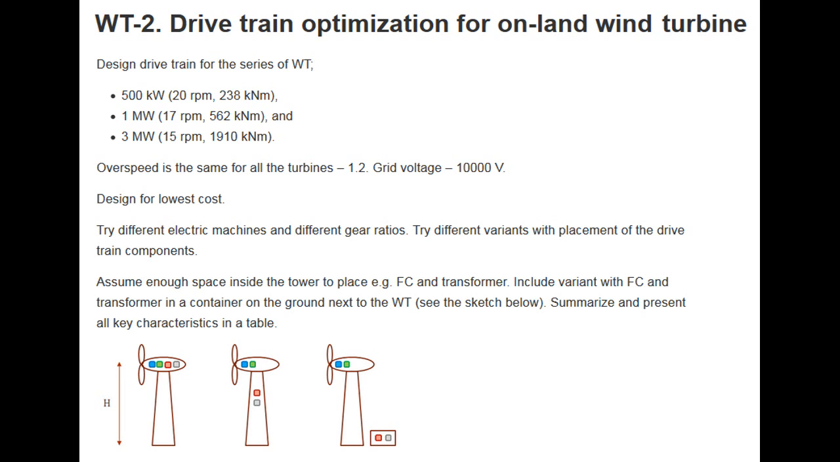So what we can do, we can place our frequency converter and transformer inside the tower, approximately halfway along the tower height. So it is like 50 meters above the ground and 50 meters from the nacelle. So this affects the cable length between the generator and the frequency converter. We also have the option to place our frequency converter and the transformer at the ground level in a container close to the turbine. So then the cable will be longer, the cable between the generator and the frequency converter.